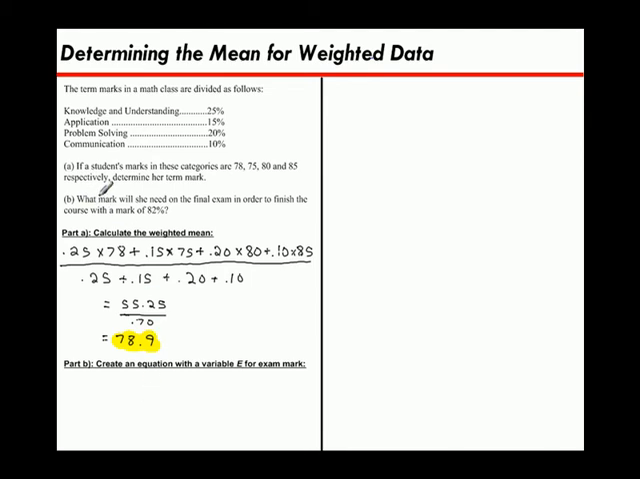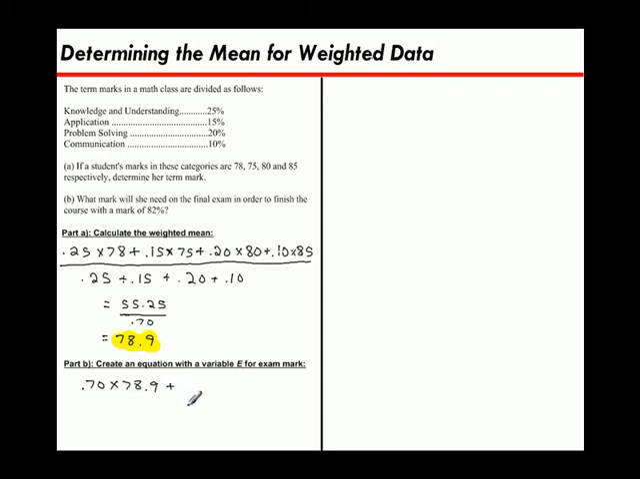Part B asks, what mark will she need on the final exam in order to finish the course with a mark of 82%? So we know she's going into the exam with 78.9, but we don't know what she needs to get on the exam. So we have an unknown. And unknowns, well, that's what variables are for. Let's make a variable called e for her exam mark, and we'll set up a little equation. We know that the term marks are worth 70%, or 0.70 in decimal form. And we know that in the term she got 78.9.